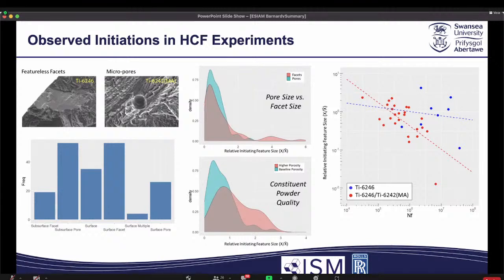We also determined that the powder quality had a significant effect on the high cycle fatigue performance in the additive material, which you would expect, but highlights the dependence on the powder supply that you have.